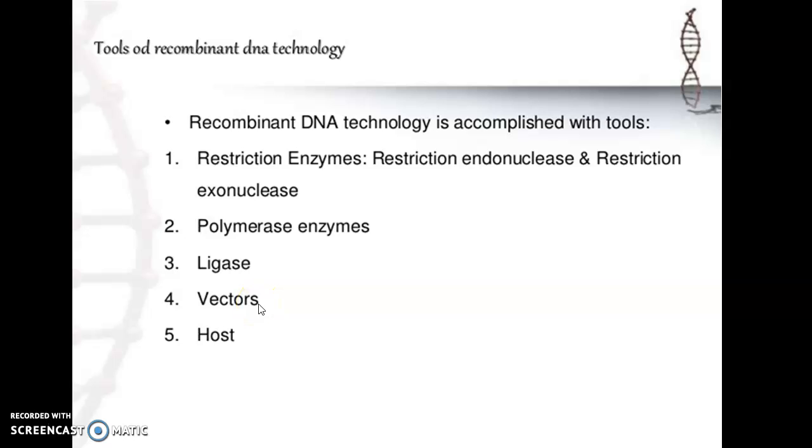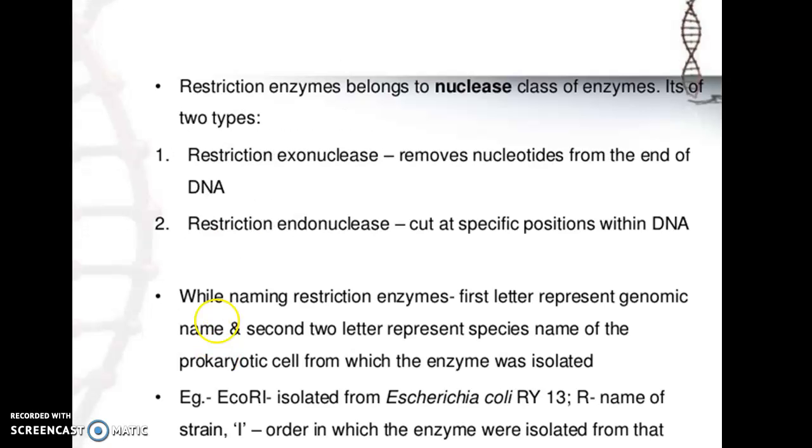Then a plasmid-like vector receives the foreign DNA, enters into its host bacterium, and multiplies in the host bacterium and develops the colonies of transformed host bacterium. So these are some basic needs to do recombinant DNA technology. Among these, we first focus on the first one, that is restriction enzymes.